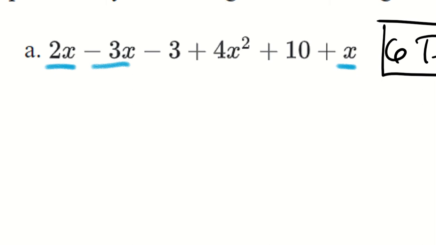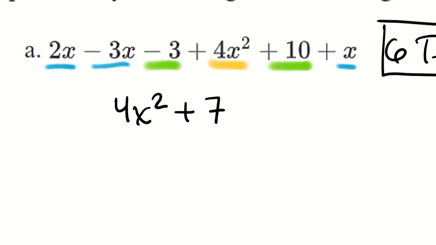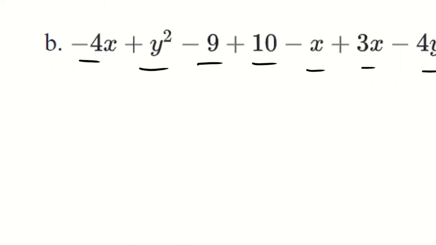The next thing that I see is this 4x squared term, so I'll write that. There is a 4x squared. And then the final thing that I have available is a negative 3 and a positive 10. And if we take negative 3 and add 10 to it, it's going to give us a positive 7. So I believe this becomes 4x squared plus 7.